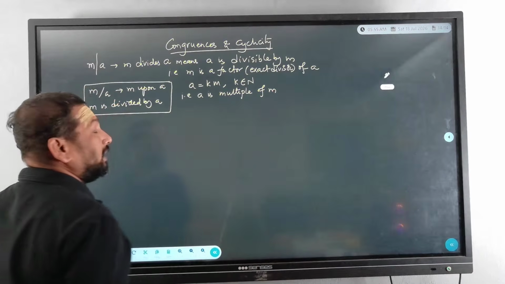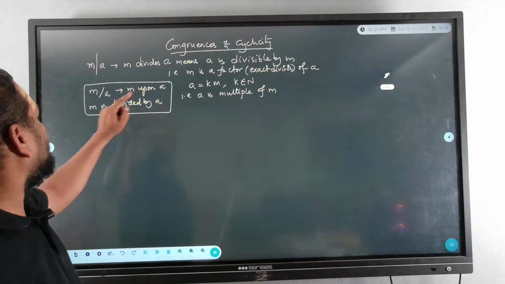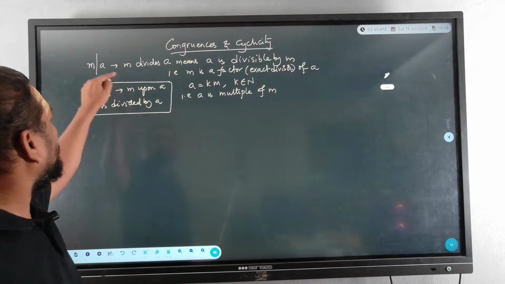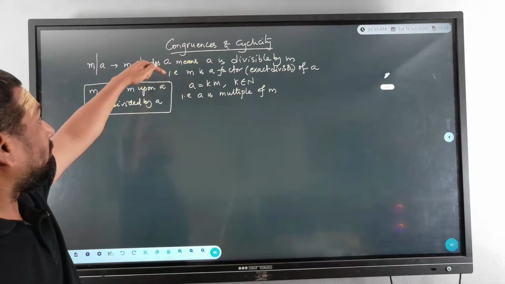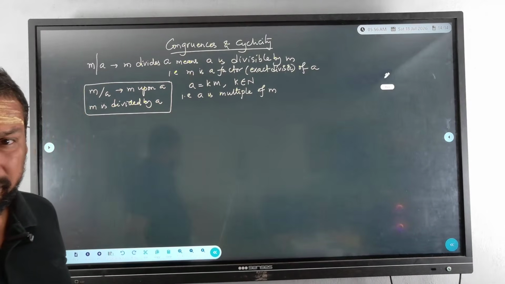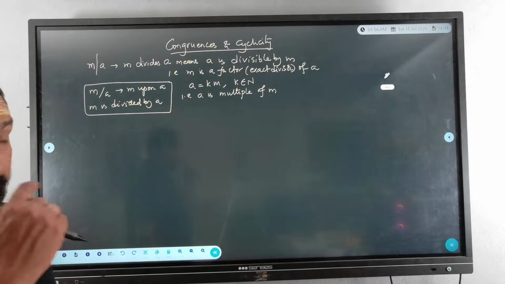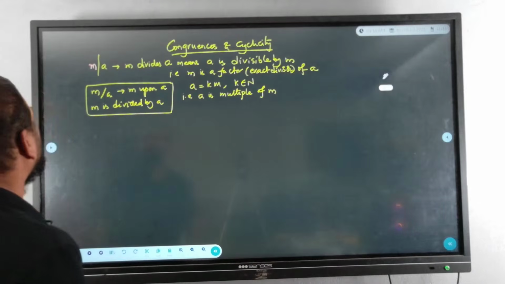Be careful here, observe the difference between these two. m by a means m upon a, that is, m is divided by a. But here m divides a, means a is divisible by m, means m is a factor of a. So a is a multiple of m. This is a very important point.